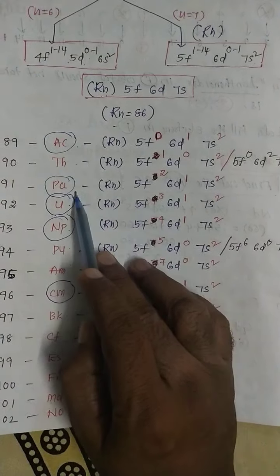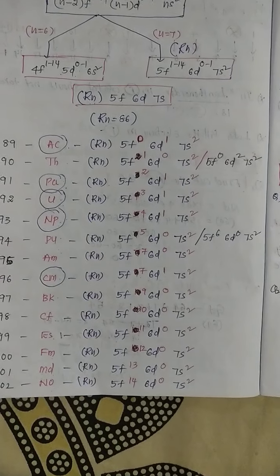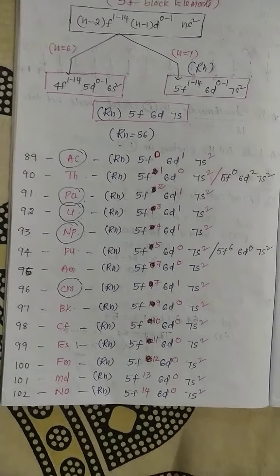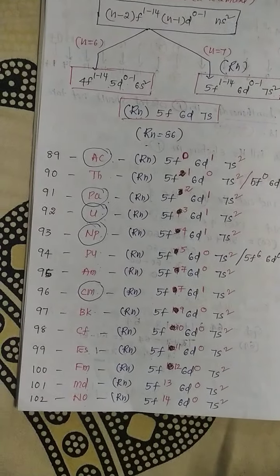So 1, 2, 3, 4, 5. Five elements have an unpaired electron, one electron in the 6d series. What are those elements' names? Protactinium, uranium, neptunium, curium and lawrencium. So keep it in your mind, my dear students.